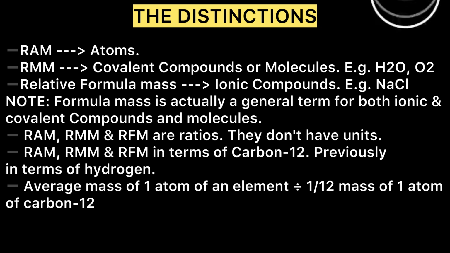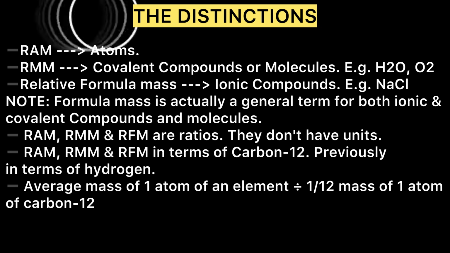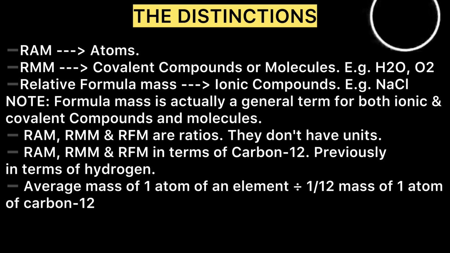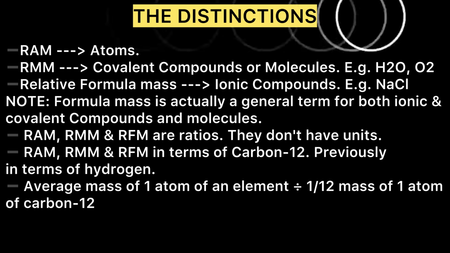What is a covalent bond? A covalent bond is formed between a metal and a non-metal. So that is a covalent compound or covalent molecule. Now, but relative molar mass is for ionic compounds. Please take note of these things. Relative molar mass is for ionic compounds.